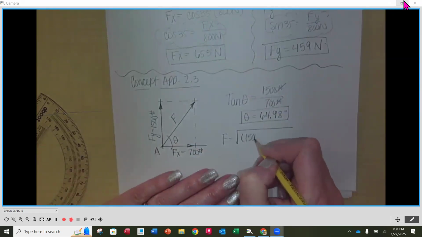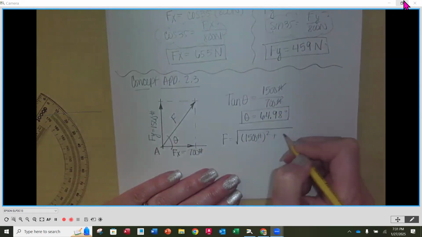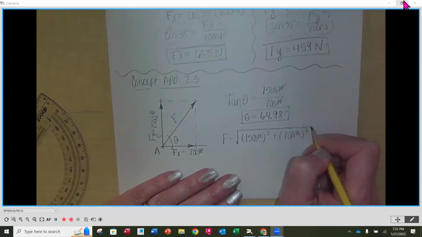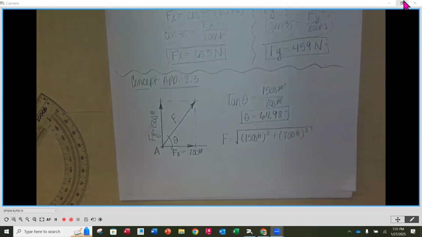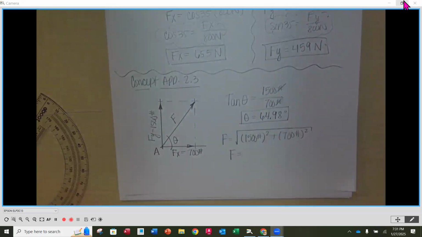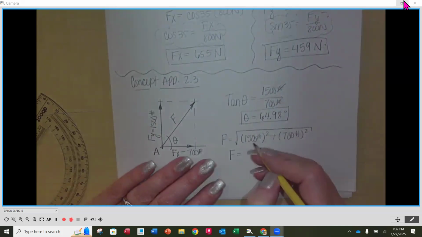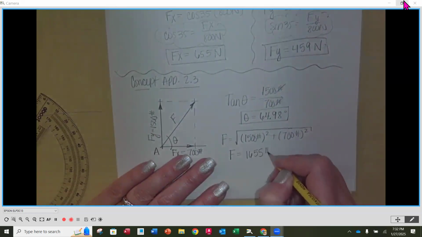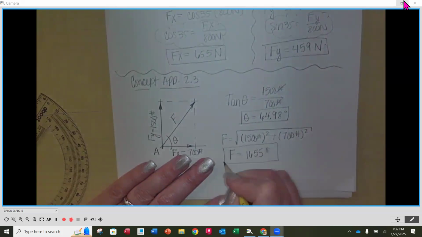So we're going to have 1,500 pounds squared plus 700 pounds squared. Units are included in here, right? Because they're going to be square units. And then when we take the square root, they'll go to normal units. So our F, what do we get? The book is getting 1655. Did you guys get that? Yep. Well, there you go.